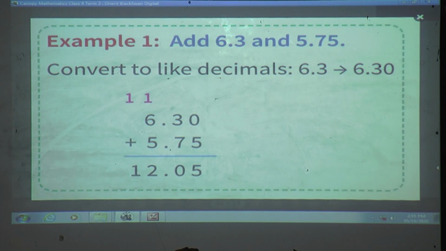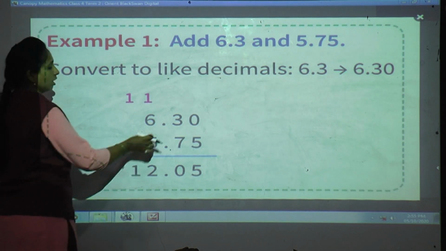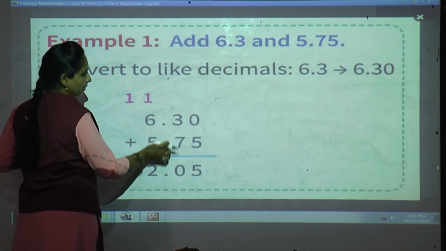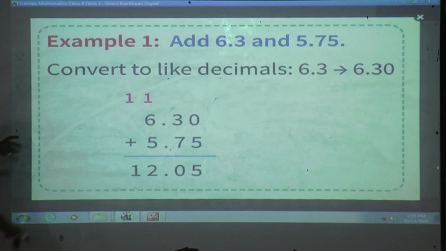Once we have converted into like decimals, the second step is to write them one below the other such that the decimal points are one below the other. While writing the numbers, the decimal point should come one below the other, compulsory. Very, very important. The next step is that digits with the same place value should be in the same column. And in the sum, put the decimal point below the other decimal points.